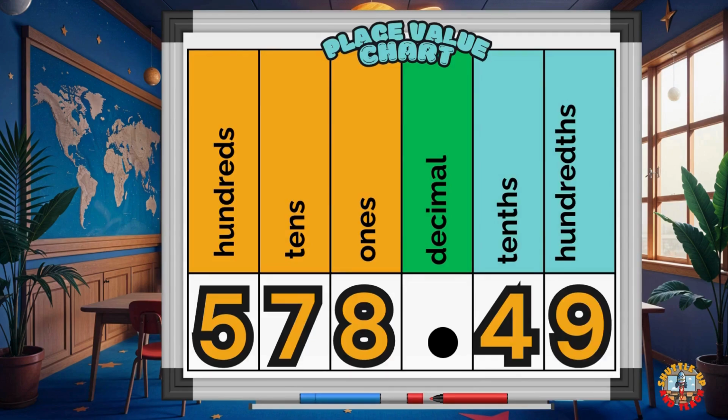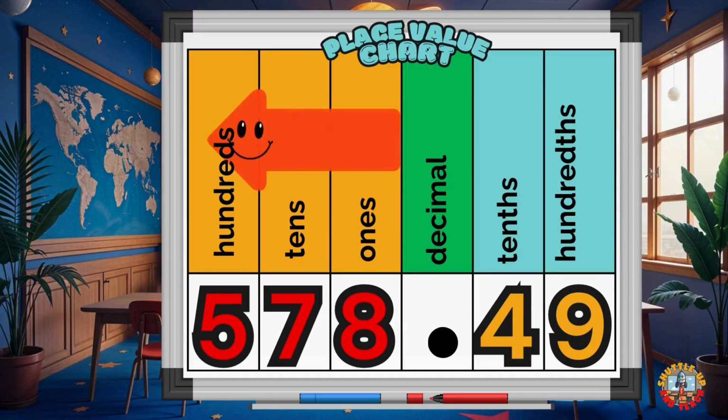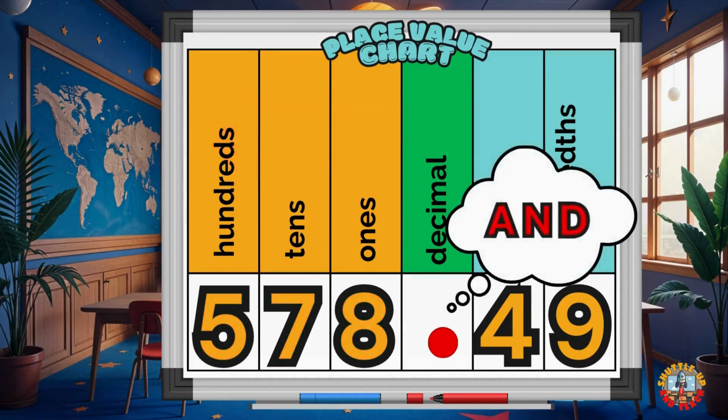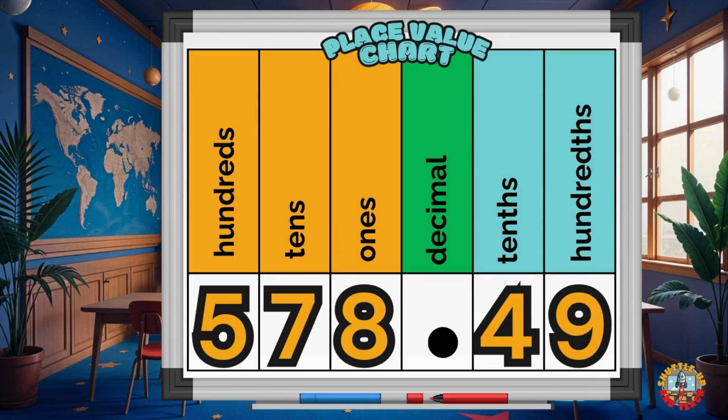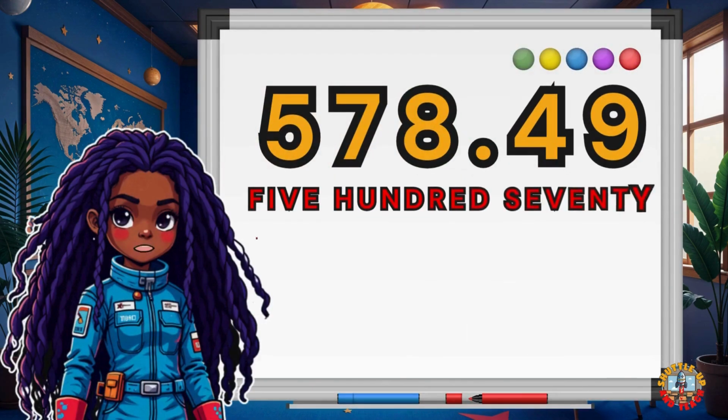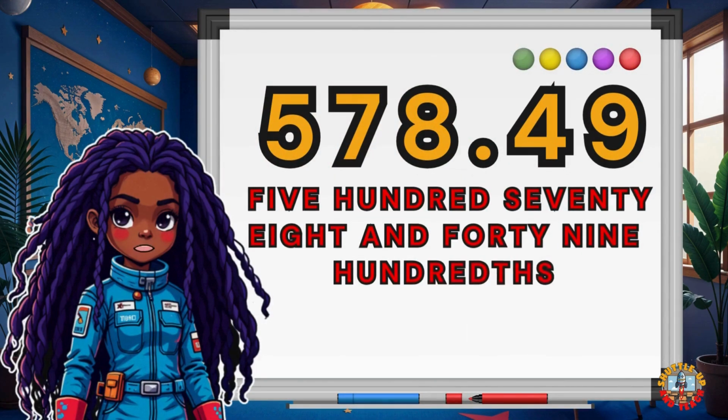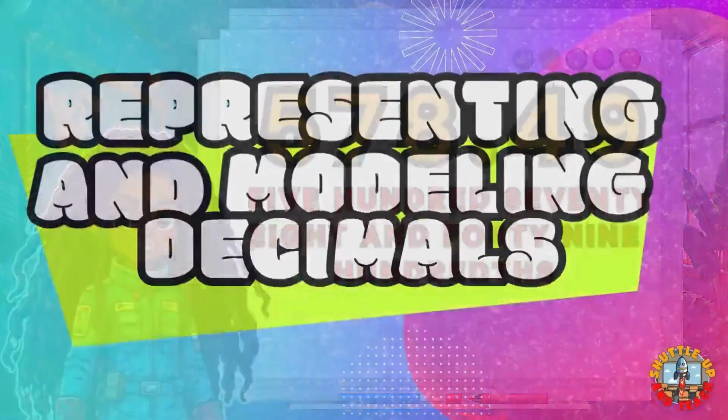First, draw a place value chart and write the number in it. Second, read the number to the left of the decimal point as a whole number. Third, say the word "and" for the decimal point. Now, read the number to the right of the decimal point as a whole number. Finally, say the place value of the last digit, which would be hundredths. Corinne should read the number of miles as 578 and 49 hundredths.